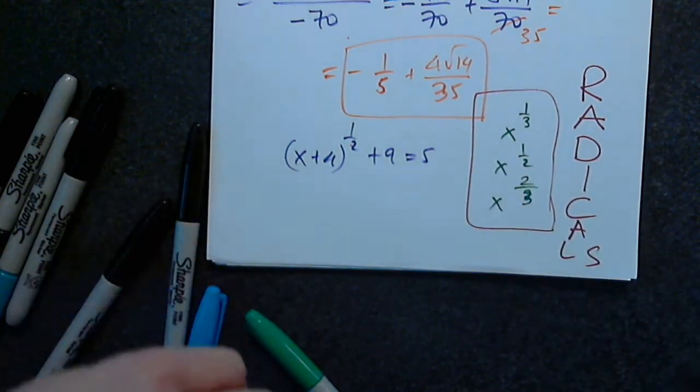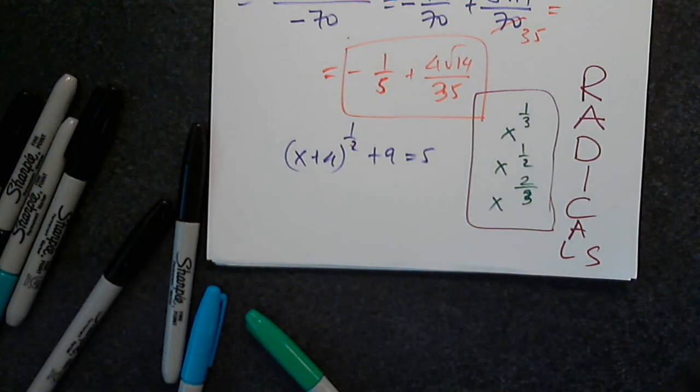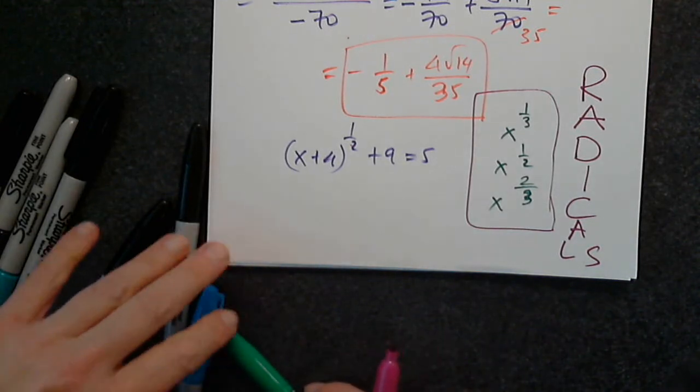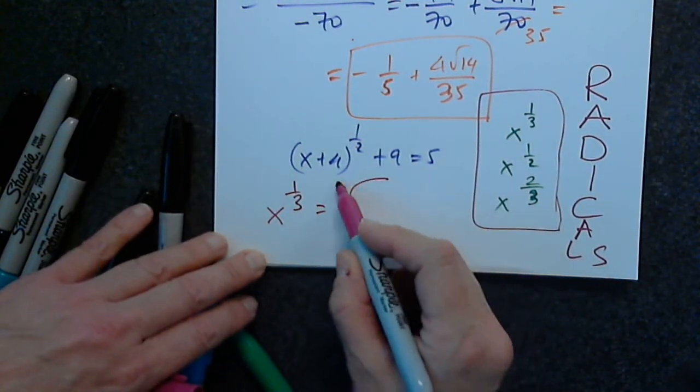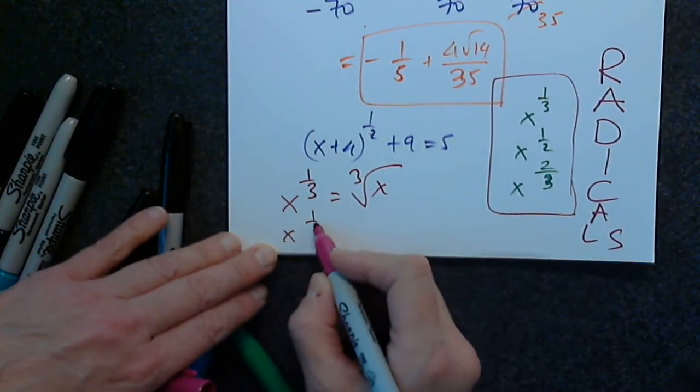Radicals. They're all radicals. Every time you see a fractional exponent, or an exponent that is a fraction, or a rational exponent if you want, you always have to think of radicals. Always. So the first one, x to 1/3, will be what? Cube root of x. Perfect.